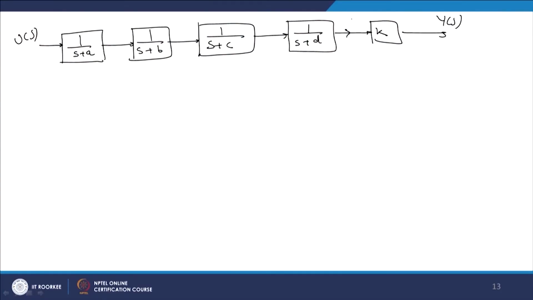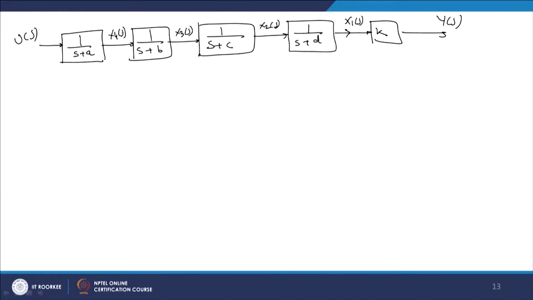Now we have to show the states. Normally we have seen that we start all states with x1, x2, x3, x4 like this. So here we will show a state as x1 of s. Now an integrator means it gives x1 dot of s, so we can write this as x2 of s. Then here we write x3 of s, and here we write x4 of s. So we have written x1 of s, x2 of s, x3 of s and x4 of s.